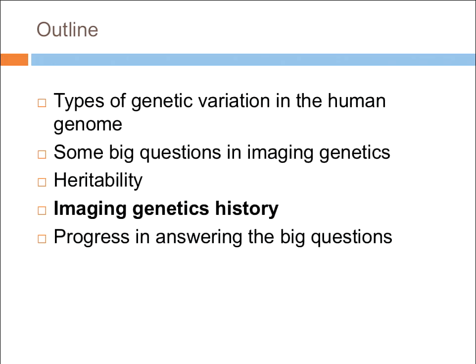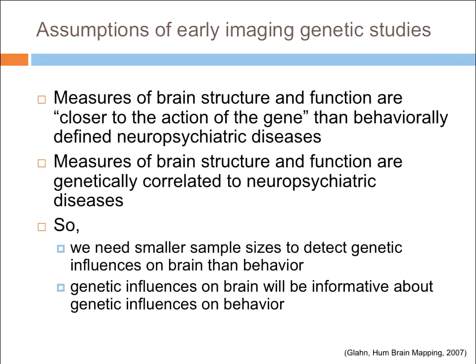Okay, so now a brief foray into the history of imaging genetics. We'll start with what I call the dark ages of imaging genetics. There were some assumptions made in the field before we started conducting these really large sample size, big genetic associations. Those assumptions were that measures of brain structure and function are closer to the action of the gene than behaviorally defined neuropsychiatric diseases.